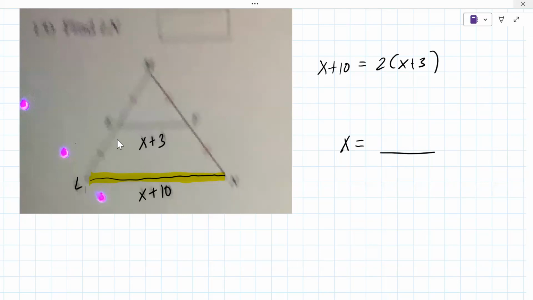X equals 4. Okay. Now put this in, you get 14, you get 7, works. So make sure you put a box around 14 for that one.